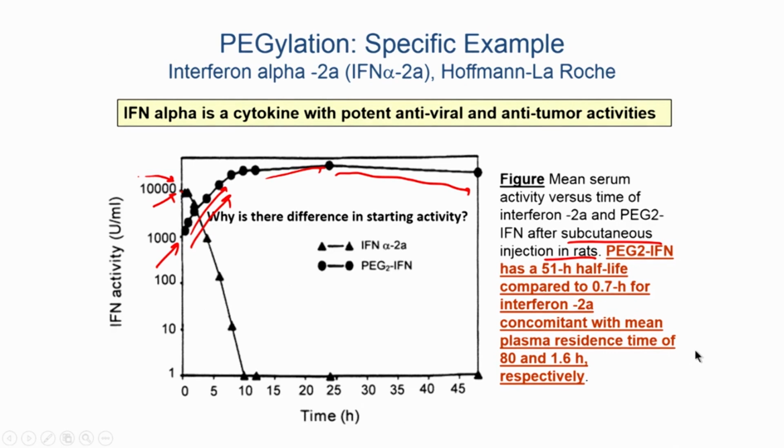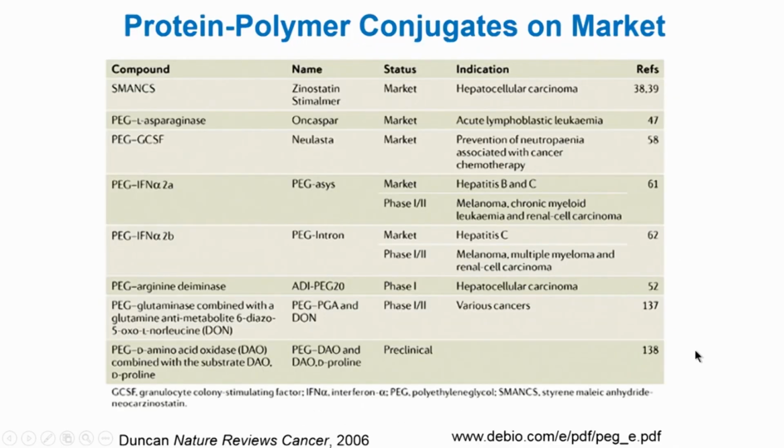We already talked about why there is a different starting activity. Some of the protein polymer conjugates on the market are already being used in humans. This PEG-IFN alpha we just talked about, but there are several others that are being used for different applications. All of these are either on the market or under some kind of clinical trials, phase 1, phase 2. So, this has been a very successful strategy.